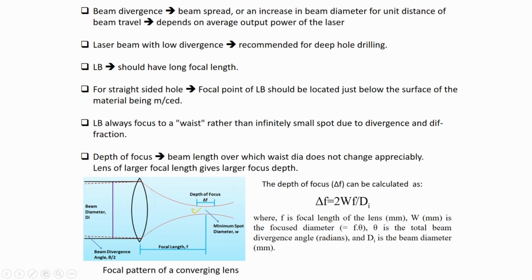A lens of larger focal length gives a larger depth of focus. The depth of focus can be calculated as delta f equal to 2wf by di. Here di is the beam diameter, w is the minimum spot diameter, and f is the focal length of the lens in millimeter. w is the focus diameter, which is equal to f into theta, where theta is the total beam divergence angle in radians, and di is the incident beam diameter.